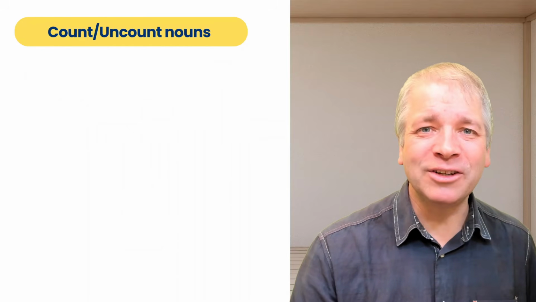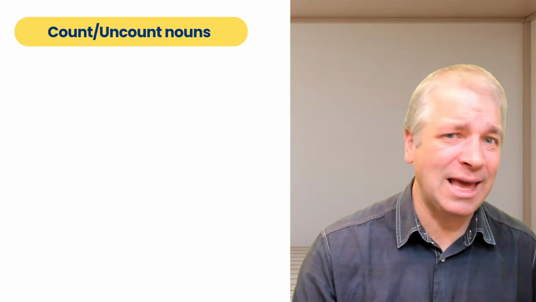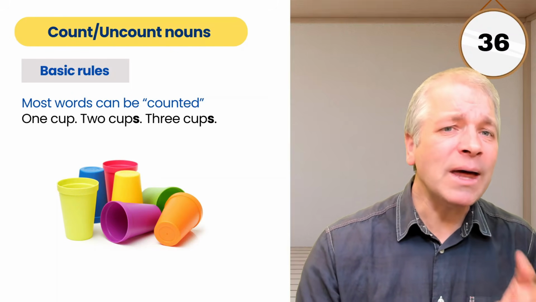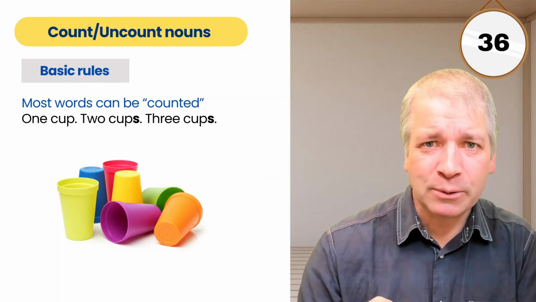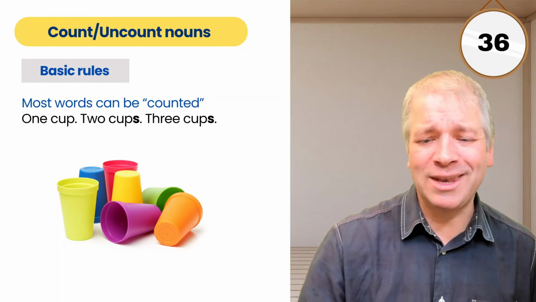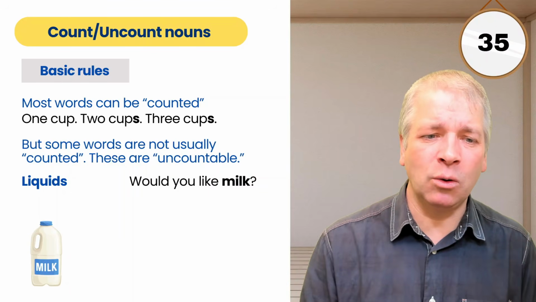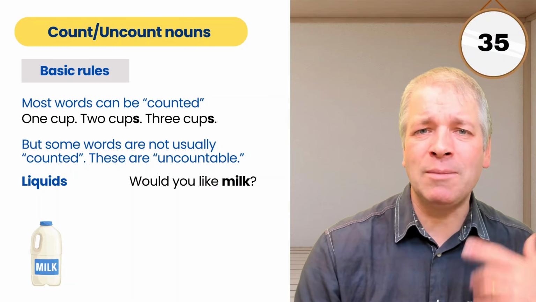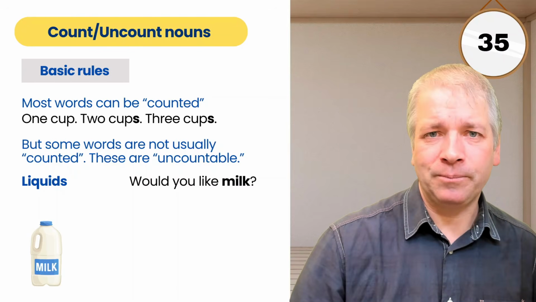Nouns become complicated when we talk about countable nouns and uncountable nouns, or sometimes we just say count and uncount. At a basic level, the rules are this, and that is that most words can be counted. 1 cup, 2 cups, 3 cups, 4 cups, 5 cups. And when we count them, we generally go from a singular form cup to the plural form with an S at the end. But some words are not usually counted, and these are called uncountable, such as liquids. Would you like milk? Not 2 milks, 3 milks, 4 milks, 5 milks, but milk just as one noun.